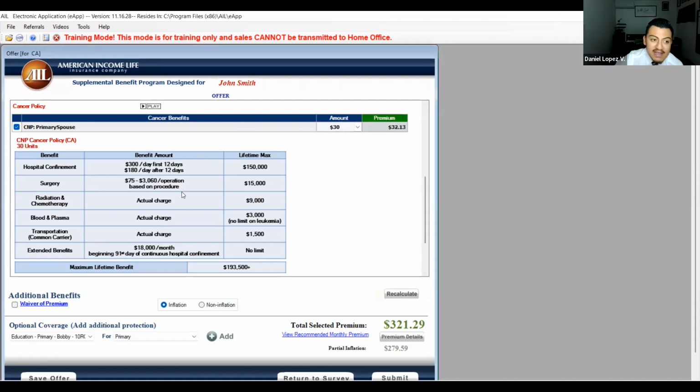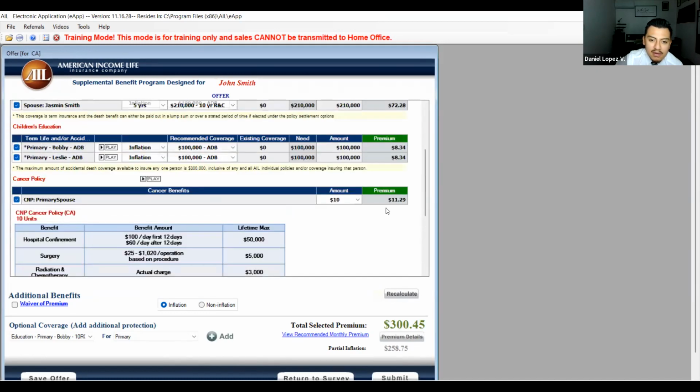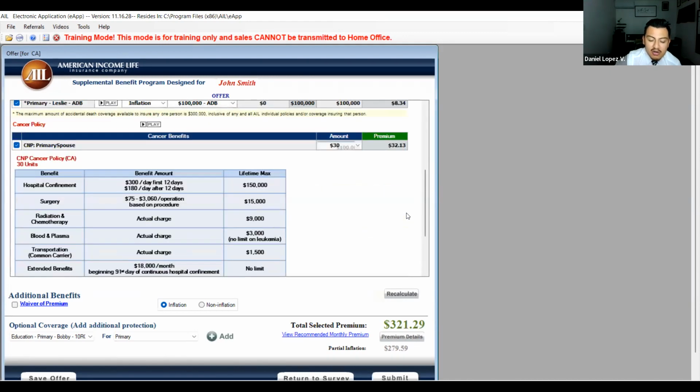Now, based on this cancer plan, the 30 unit for both primary and spouse costs $32. The 10 unit one costs $11. If this was me, depending on the client and their budget, I will go with either 10, 20, or 30. Now, if I know that they know someone with cancer, like a family member, and they personally went through that struggle of paying all those bills, you bet I'm going to provide them with a 30 unit one, because they're going to see the max amount of coverage.